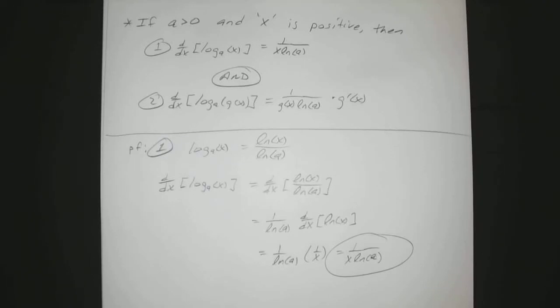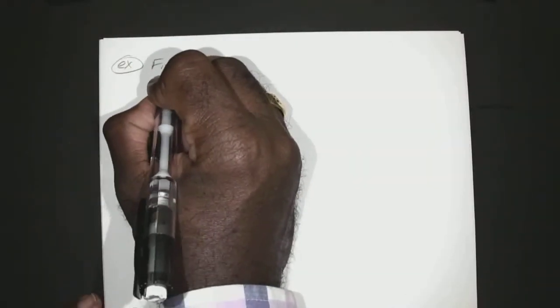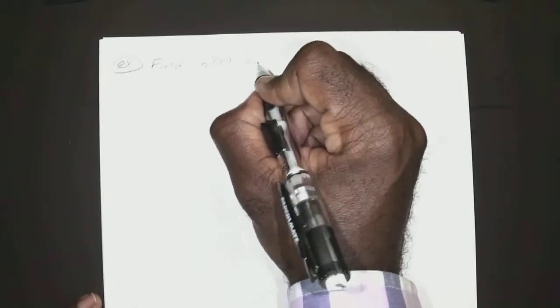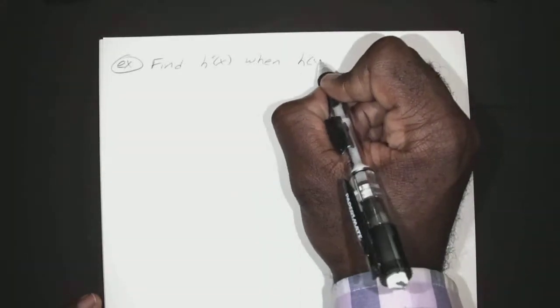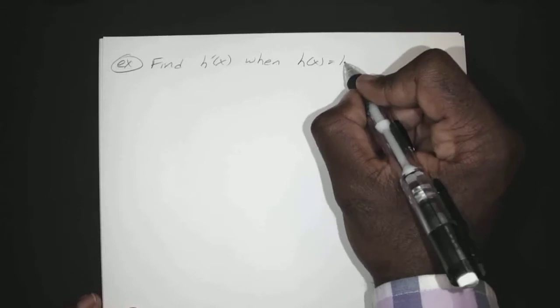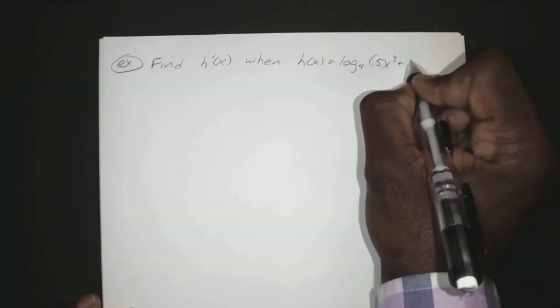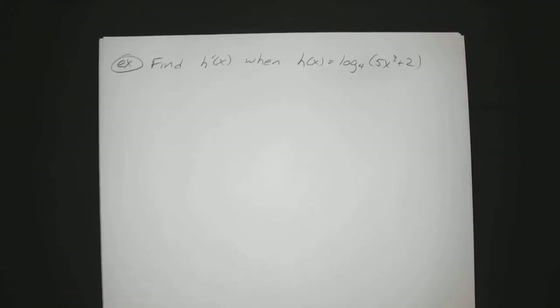All right. Okay, so let's say, for example, if we wanted to find h prime of x when h of x is equal to log base 4 of 5x to the third plus 2.